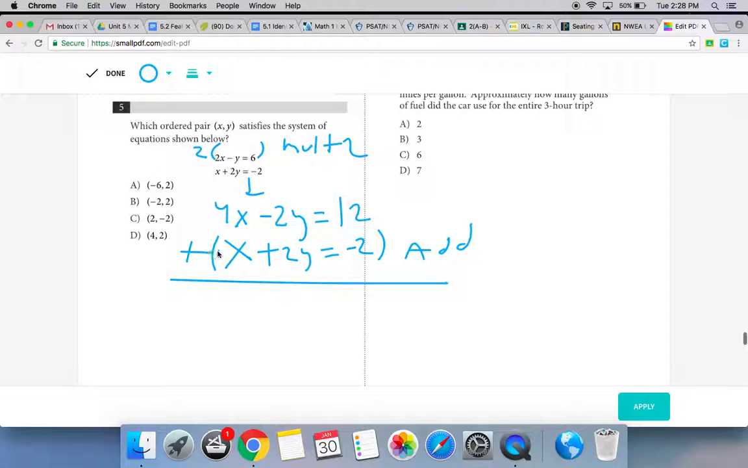So 4x plus 1x gives me 5x. Negative 2y plus 2y is 0y. And then 12 plus negative 2 is the same as 12 minus 2, which is 10. So I get that 5x equals 10. Divide by 5, and I should get that x equals 2. That makes the correct answer C. I don't need to solve for y because I know that x is already 2. So it has to be C.